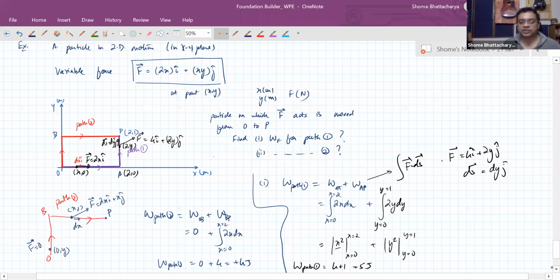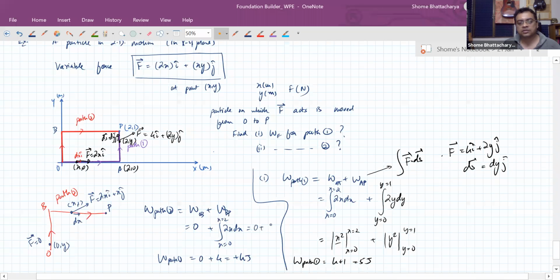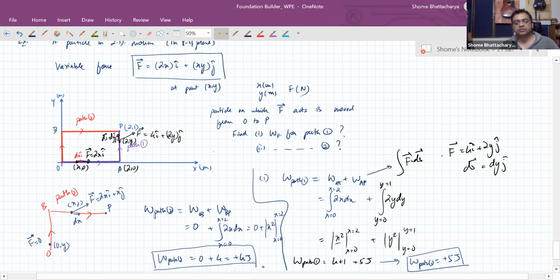I've skipped some of the calculations. I've done them mentally, but just try them out yourself. Like you can see this one will be 0 plus x square, and the limit is from x equal to 0 to x equal to 2. That's how I'm getting 4 joules as the answer, whereas the work done in path 1, I'm getting the answer as a total of plus 5 joules. You can see two different paths are giving you two different amounts of work done, whereas in the first example we had seen earlier, it was the same amount of work done by both the paths. So this is bringing us to the very important concept of conservative versus non-conservative forces, which we will discuss next.